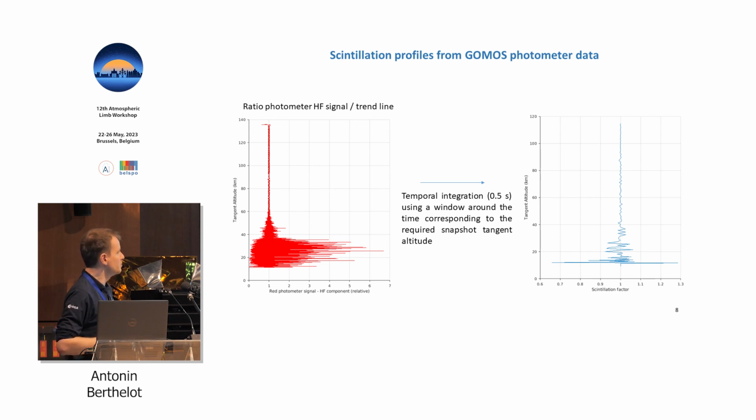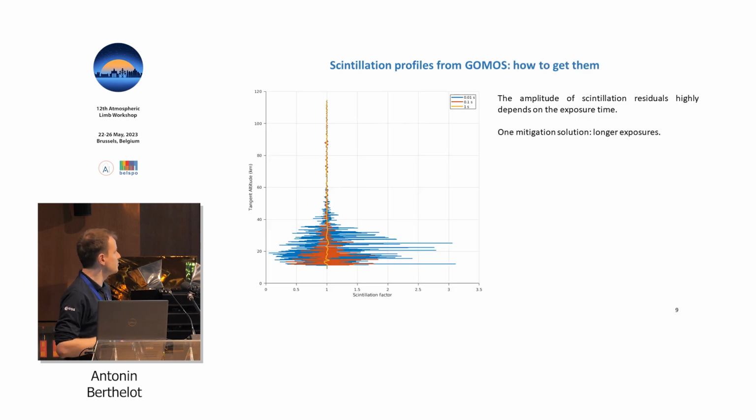Then we integrate it, so typically we have 0.5 second measurements with ALTIUS, and we get this scintillation factor out of it. So you can see that above 30 kilometers the variation is quite small, but as you go lower into the atmosphere, then it gets worse and worse. As I said, because it's a random perturbation, if you integrate longer, then the scintillation factor becomes smaller and smaller, but there's of course a trade-off because you then have fewer measurements since stellar occultations are quite fast.